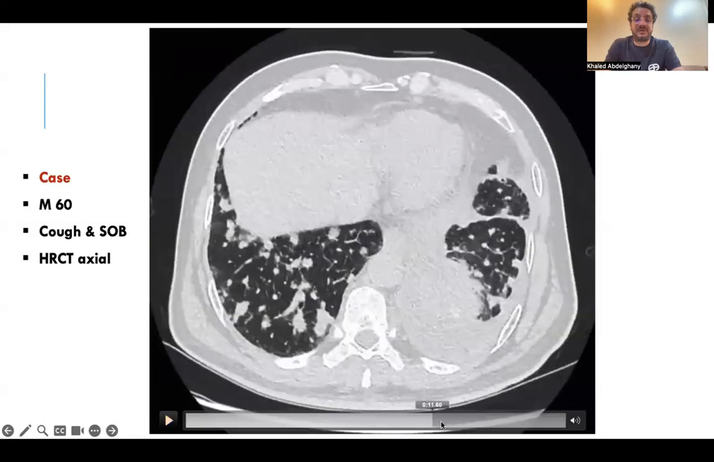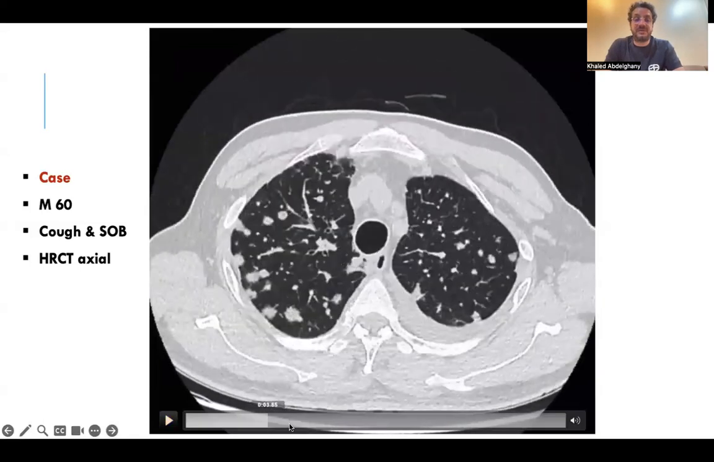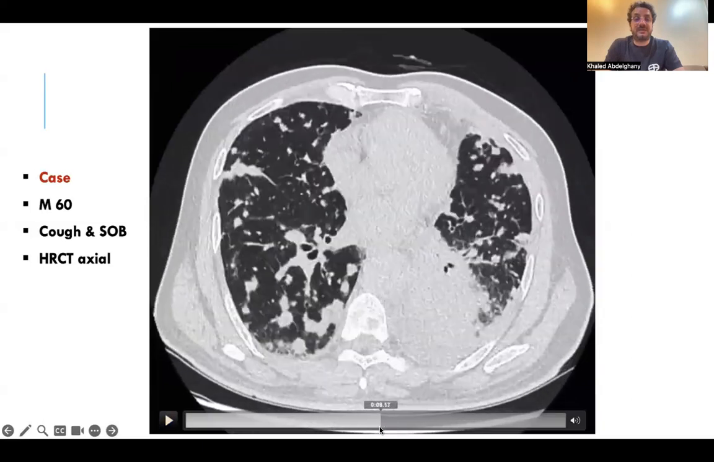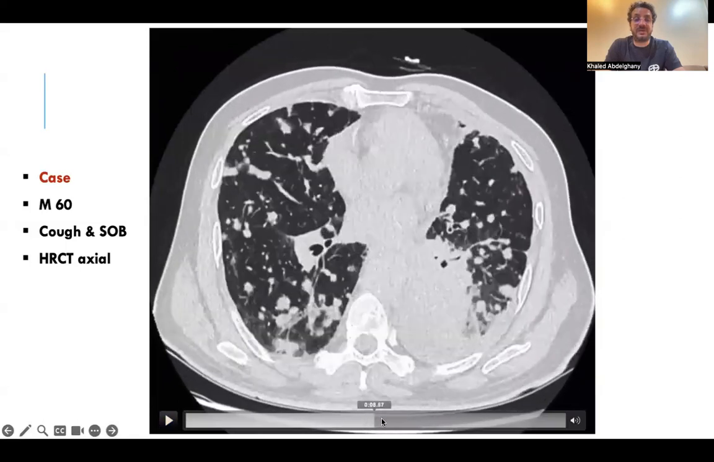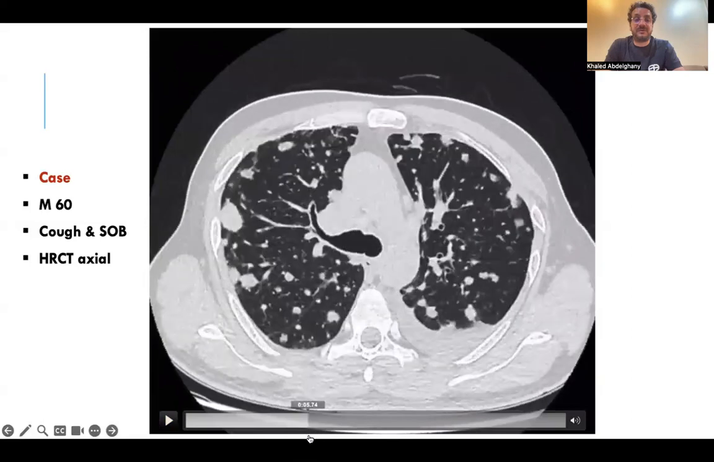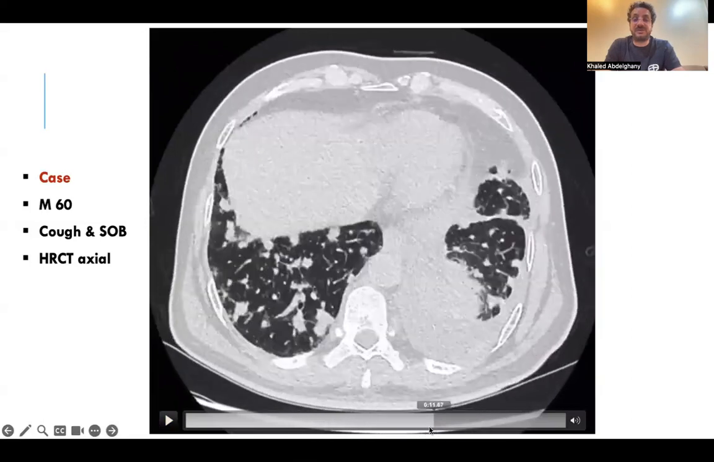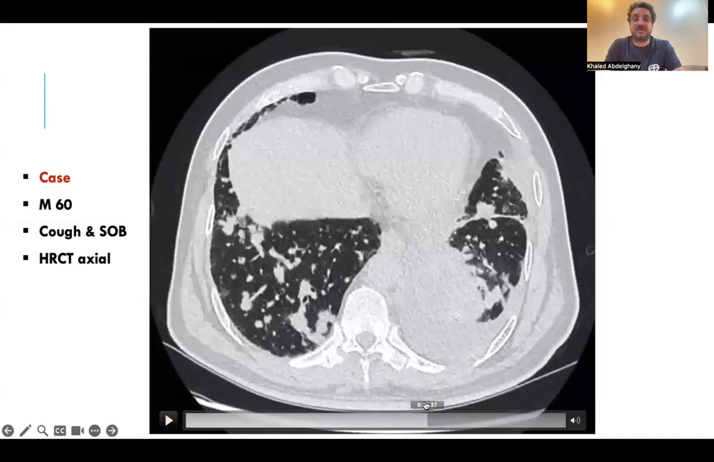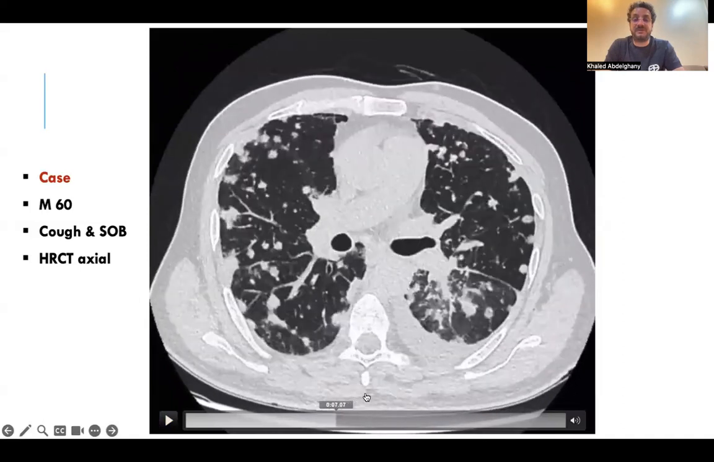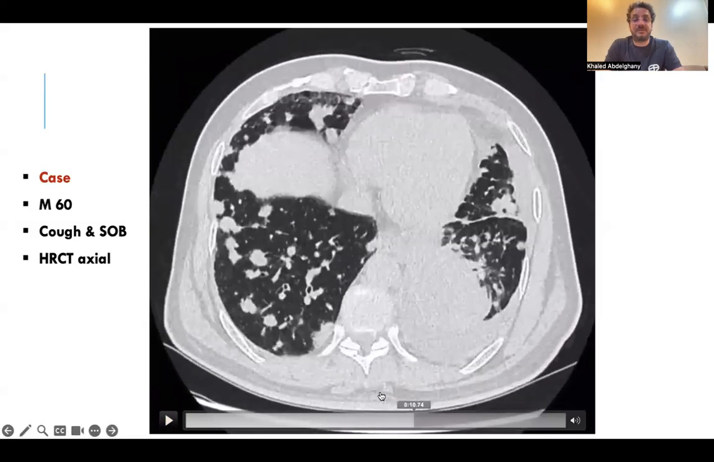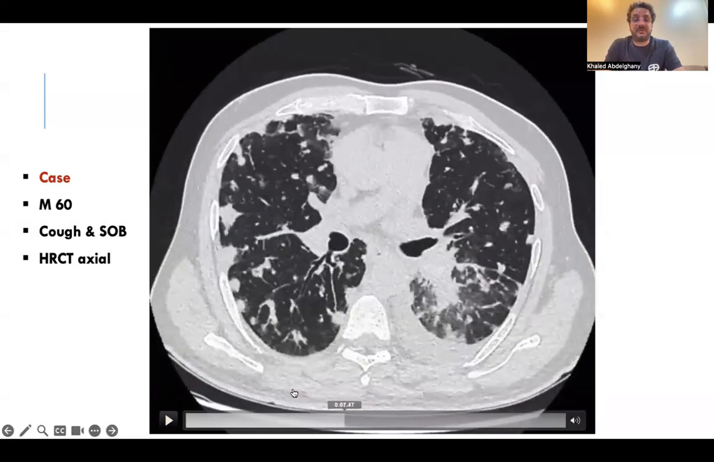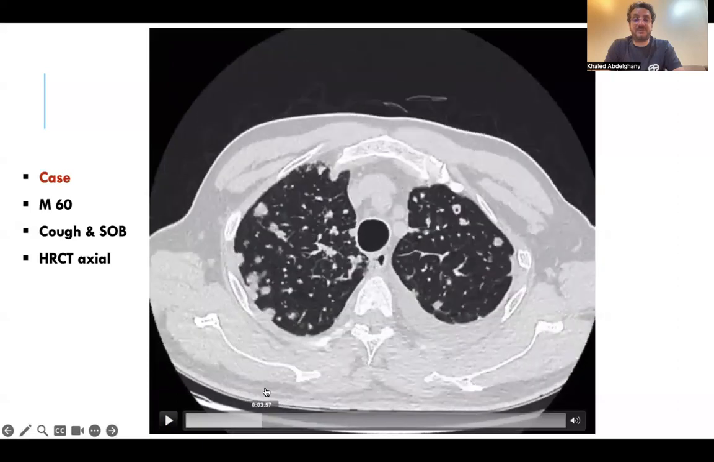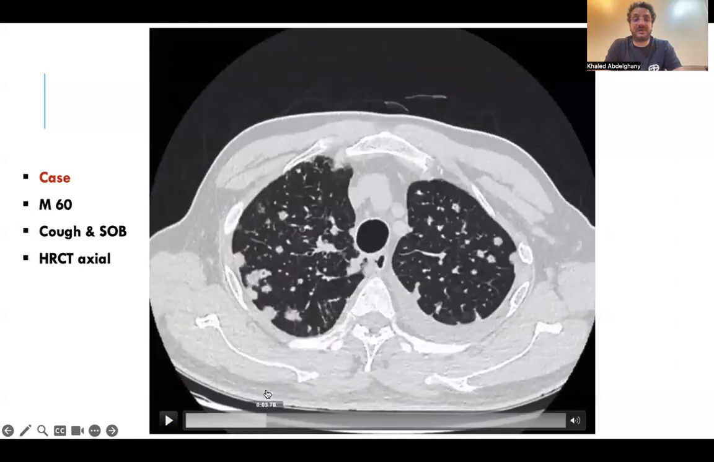Placing the nodules in the correct distribution will solve the issue. The random distribution is shown well here. We have nodules along the major fissures and along the pleural surface, which exclude centrilobular distribution, which will exclude as well the endobronchial spread of infection. So we have two options now. Is this distribution perilymphatic or random?